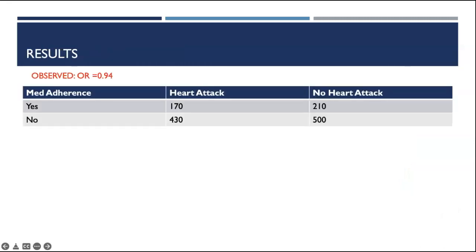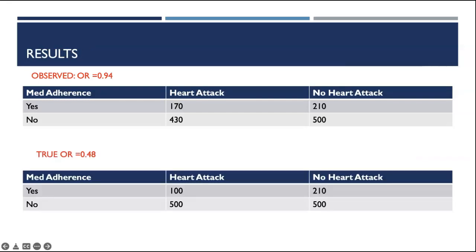Well, let's take a look at an example. So let's say that I conduct this study and I found an odds ratio of 0.94, which is almost 1. However, the true odds ratio is actually 0.48. Without bias, the true odds ratio means that taking Lipitor, adhering to this Lipitor medication, is going to greatly reduce my risk of having a heart attack, right? So why am I seeing an observed odds ratio that is so close to 1?